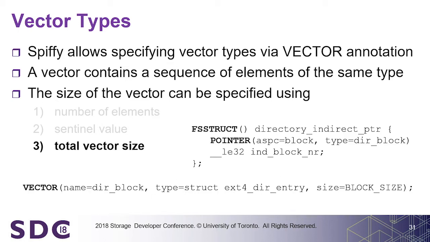When the elements are variable sized, however, we can specify the total size of the vector. So for example, the directory indirect pointer structure has a single field called indirect block number that points to a directory block. This directory block is a vector of elements of type ext4 dir entry. We don't show the ext4 dir entry here, but they're variable size structures. So we specify the total size of the dir block vector as block size.